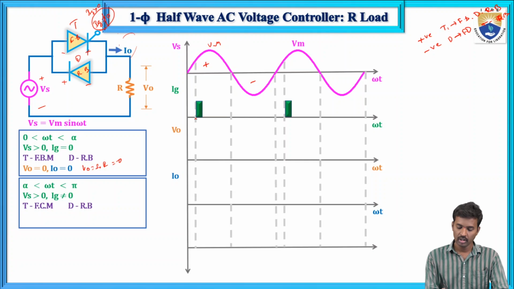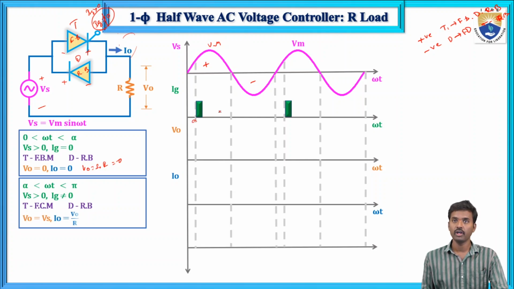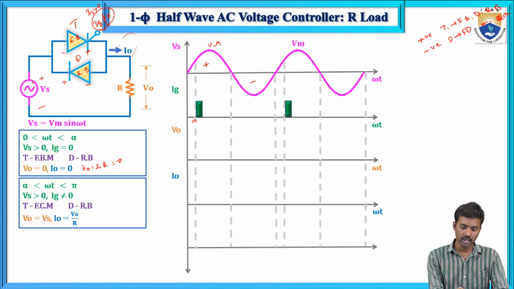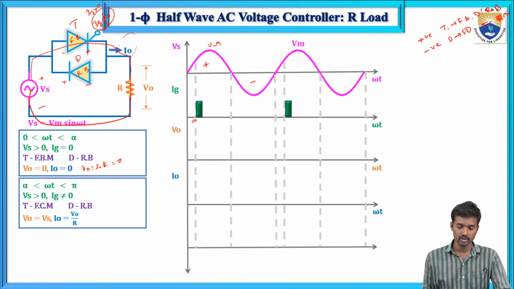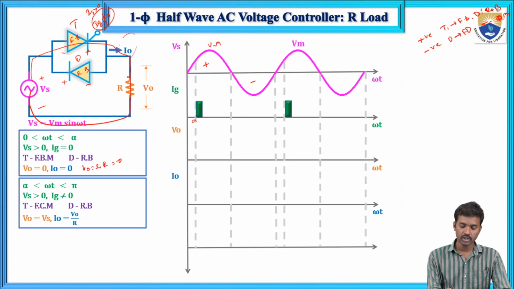We are giving the gate pulse at alpha. So the SCR is in forward conducting mode and the diode is in reverse bias. Current will flow through the SCR thyristor and through the diode to the load. So now the output voltage V naught equals the supply voltage Vs, and I naught equals V naught by R.